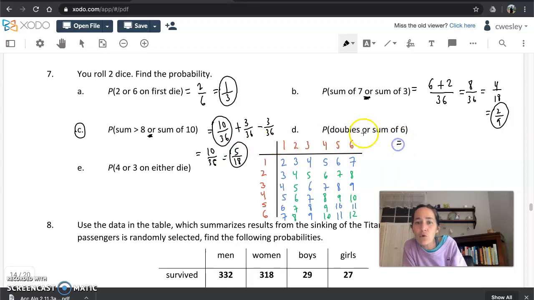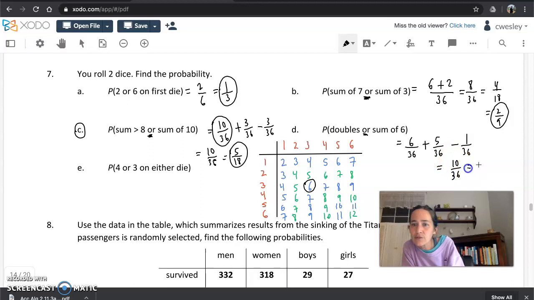Okay, doubles or a sum of 6. Doubles, that's this diagonal here, right? 1 and 1, 2 and 2, 3 and 3. There's 6 outcomes that are doubles out of 36. Plus the sum of 6, which is 1, 2, 3, 4, 5. But did you notice I double counted, right? This 6 right here was counted in both the doubles list and the 6s list. So we'll subtract off the overlap and have just 10 out of 36, which is the same answer as the last one, 5/18.